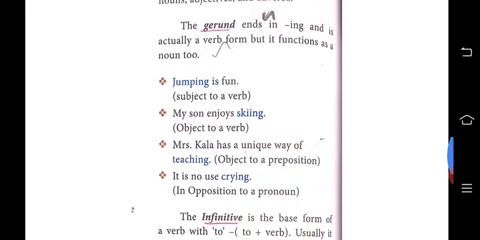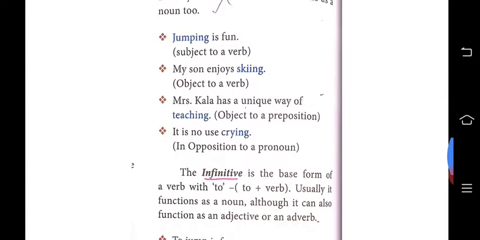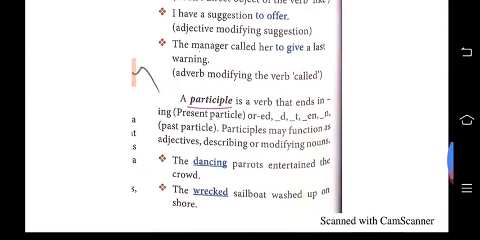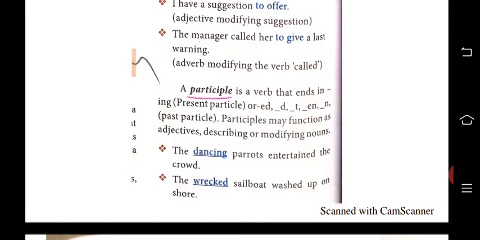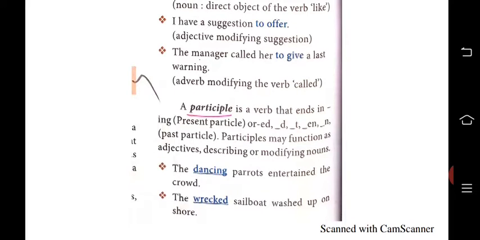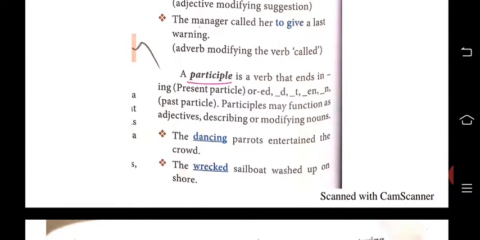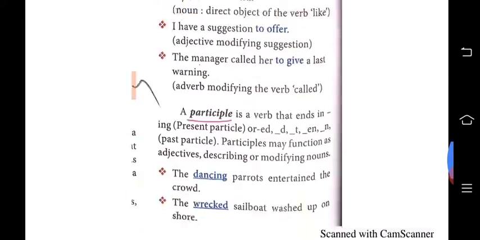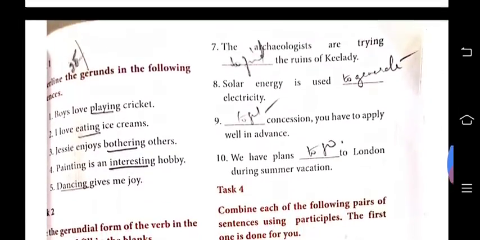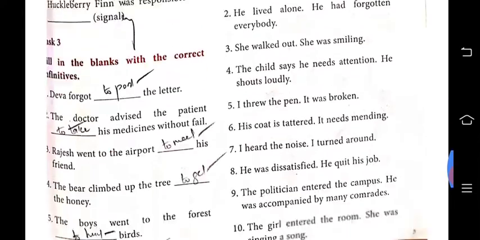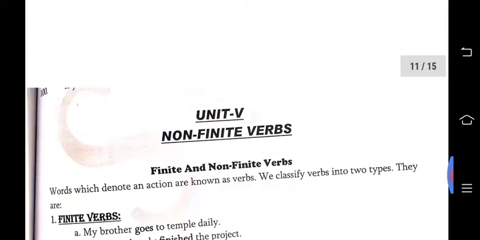So gerund, you know very well, is the ing formation; infinitive is to; and participle, you know very well, we have present participle and then past participle. Present participle means a verb that ends in ing, whereas past participle means what? Participle may function as an adjective describing or modifying nouns, that is ed, d, t, en, like that. Got it? So this is the book definition which they have given, and these are all the exercises they have given in the textbook, page number 154 and 155. Okay, let's discuss one by one.